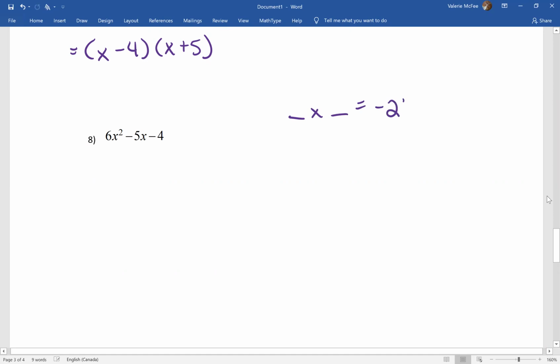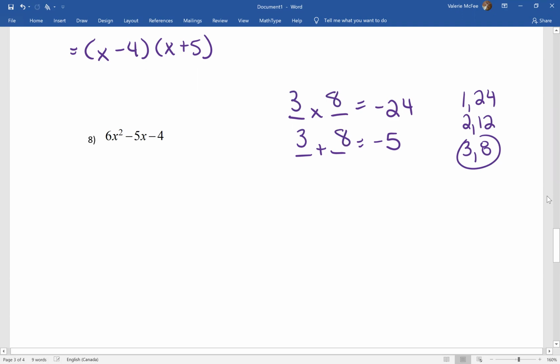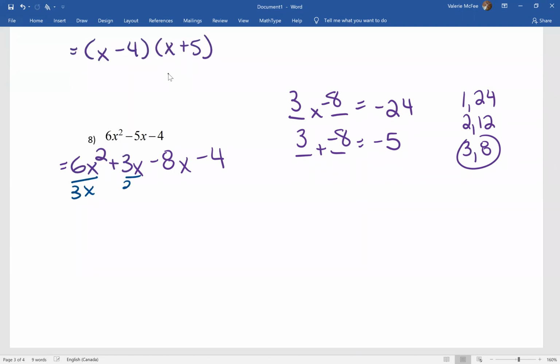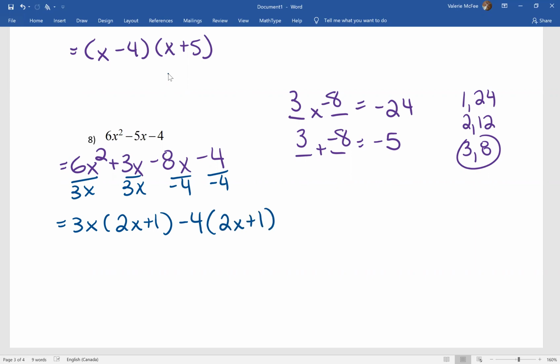A times C and B. There's my 5. 8 needs to be negative so that it adds to -5. Two x plus 1 is common.